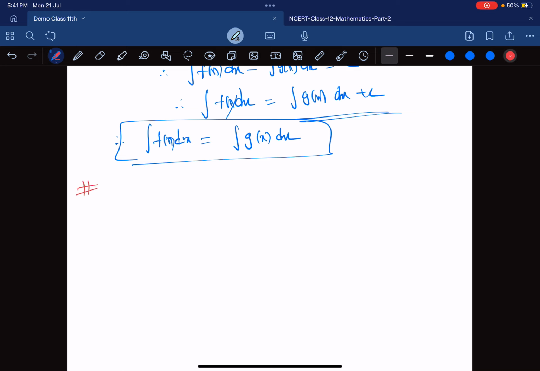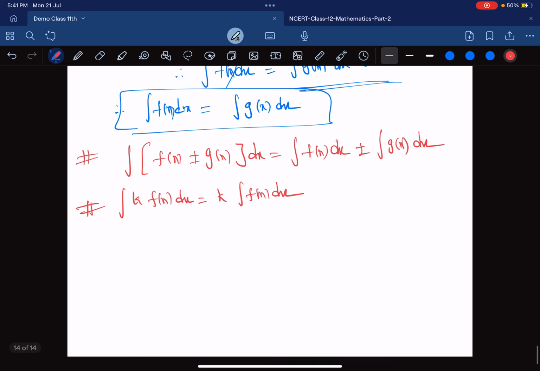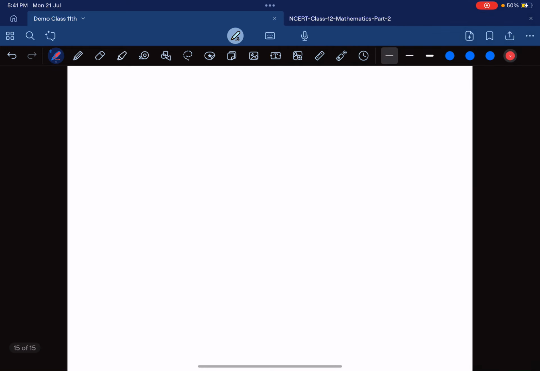Next, the third one: the integration of f of x plus or minus g of x dx is equal to the integration of f of x dx plus or minus the integration of g of x dx. This is also an important property to split the function. The next one is the integration of k times f of x dx is equal to k times the integration of f of x dx. So these are the properties of indefinite integrals. Now we'll discuss some exercise problems.